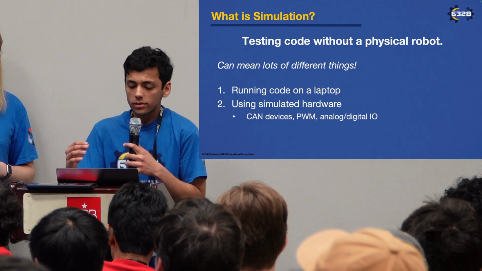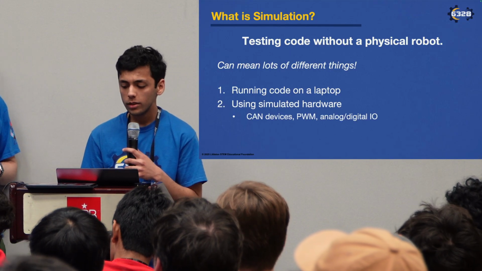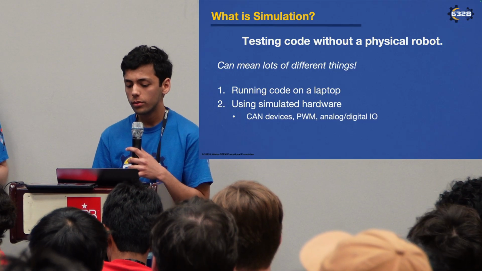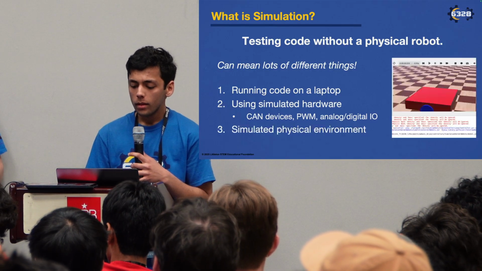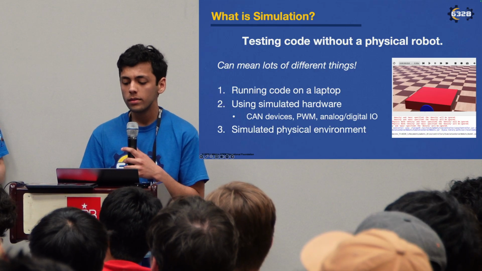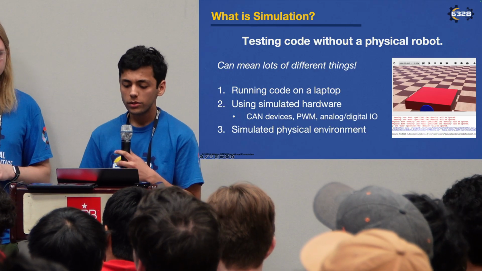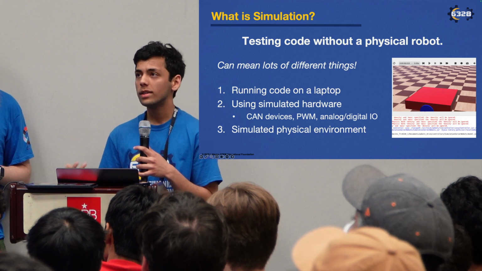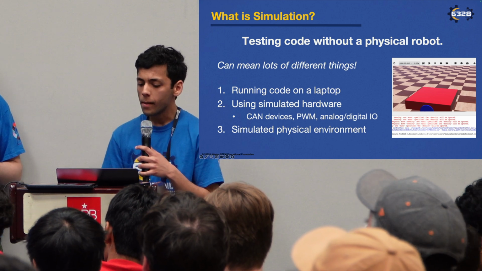It also means using simulated hardware. If you don't have an actual CAN bus, PWM outputs that would be on the robot, we need some way to make the code function without using it. Also, we simulate a physical environment. For example, in the picture you see here, this was in 2020 when we were testing a physics simulator for the whole robot.